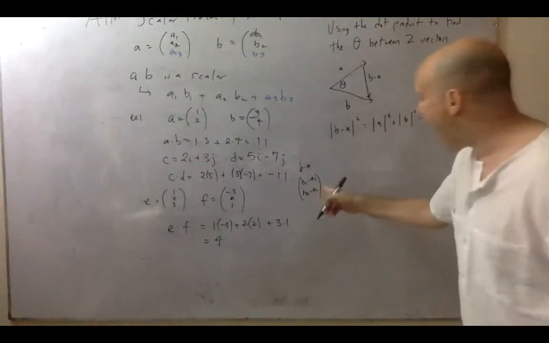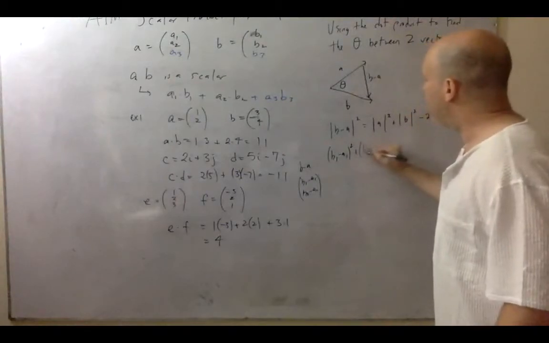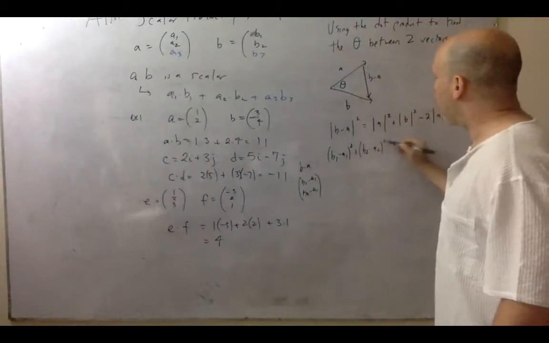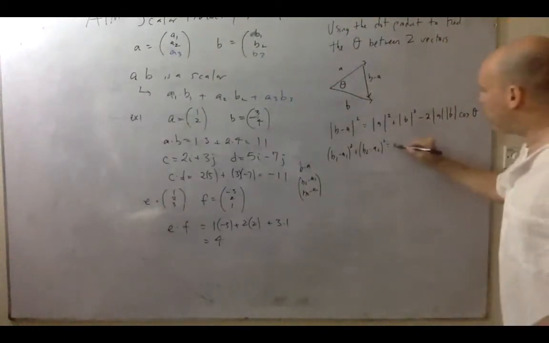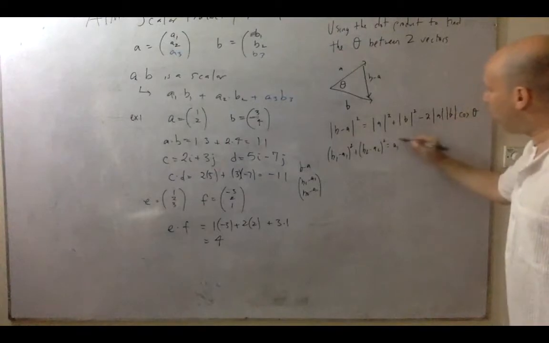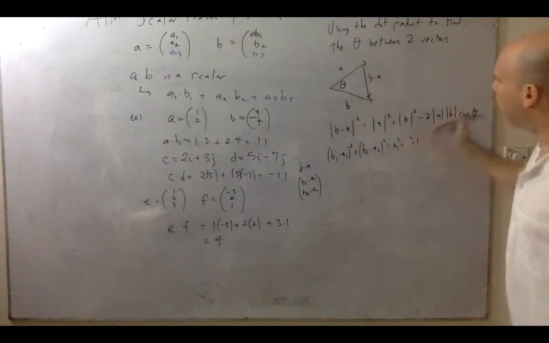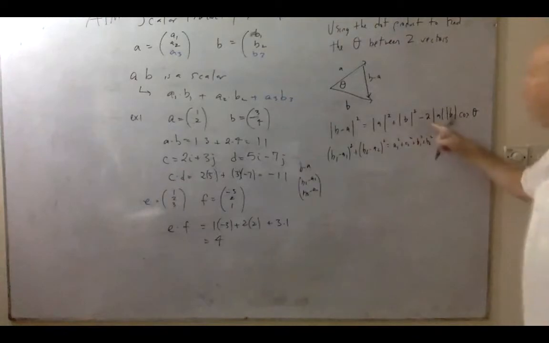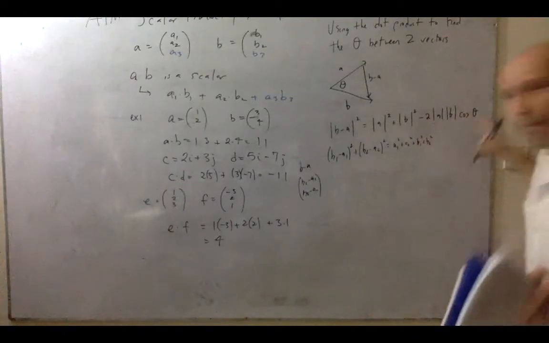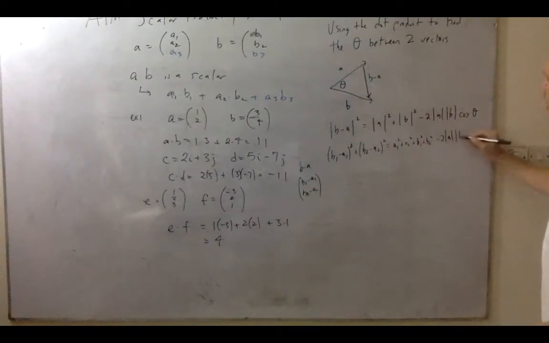So the magnitude of that is (B1 minus A1) squared plus (B2 minus A2) squared. You don't have to write this down, but once again, this is the derivation. This is equal to A1 squared plus B1 squared plus A2 squared plus B2 squared. I'm going to leave this for a reason. So we have minus 2 magnitude A, magnitude B, cosine theta.